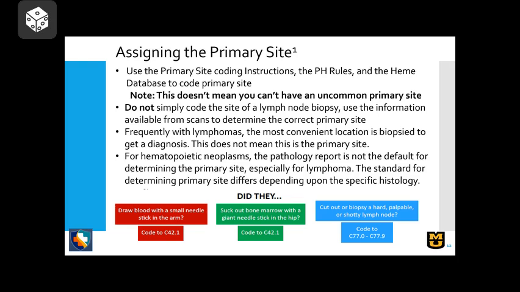Frequently, with lymphomas, the most convenient location is biopsied to get a diagnosis. This does not mean this is the primary site. For hematopoietic neoplasms, the pathology report is not the default for determining the primary site, especially for lymphoma. The standard for determining primary site differs depending upon the specific histology.